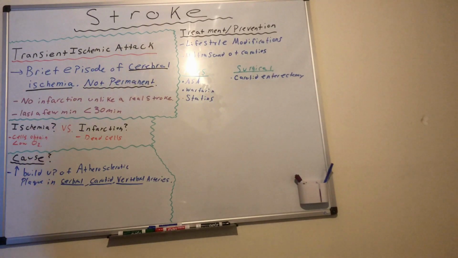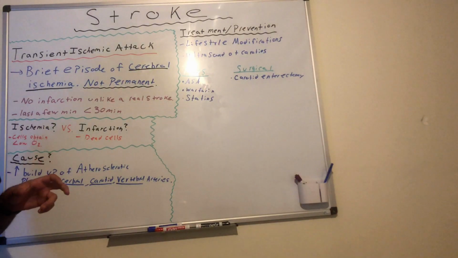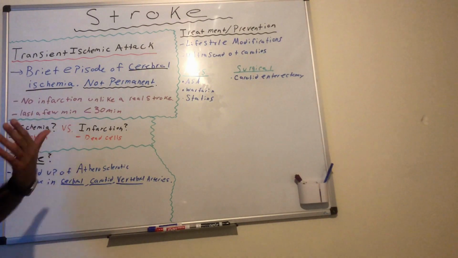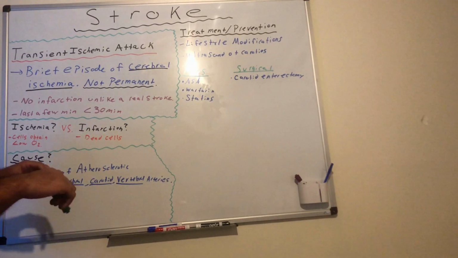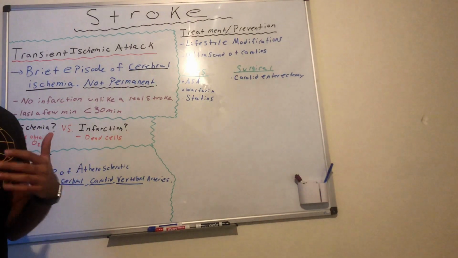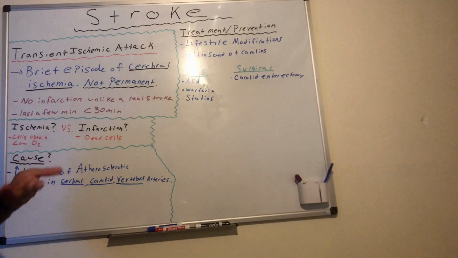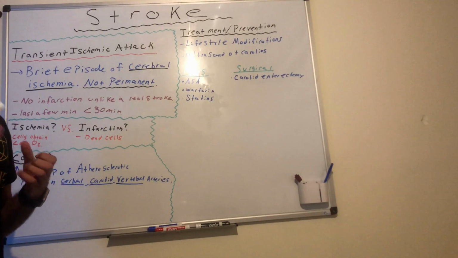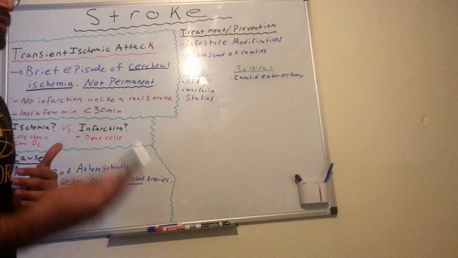Okay, so a transient ischemic attack is considered to be a brief episode of cerebral ischemia, and it's not permanent. Those are the key words: not permanent. The good thing about a transient ischemic attack is that it's a warning sign that a patient could obtain a stroke in the future. So if someone receives a TIA, it gives that person enough time to take precautionary measures to prevent an actual stroke.